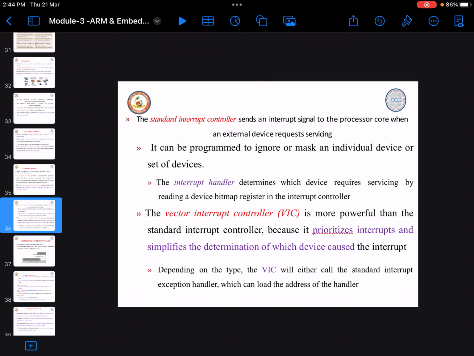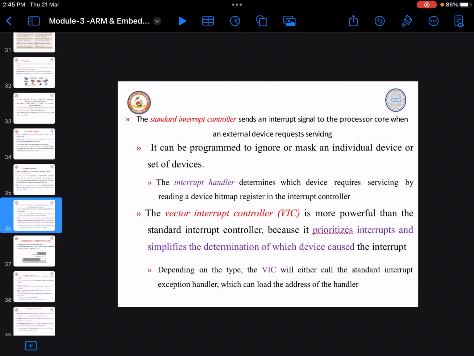Next we have the vectored interrupt controller. It is more powerful than the standard interrupt controller because it prioritizes the interrupts. That means giving importance to the highest priority and simplifies the determination of which device has caused the interrupt.